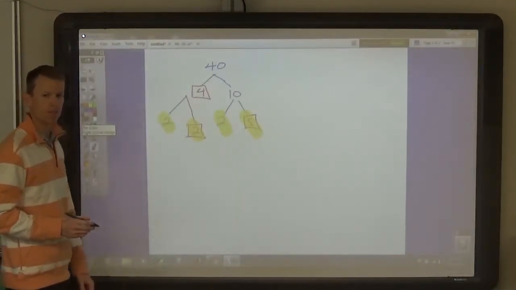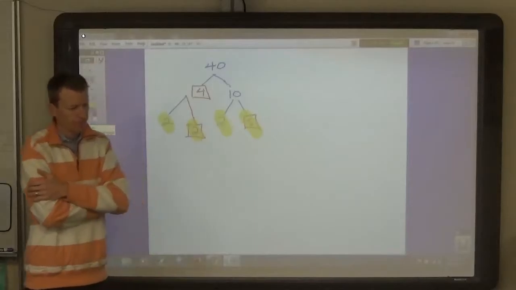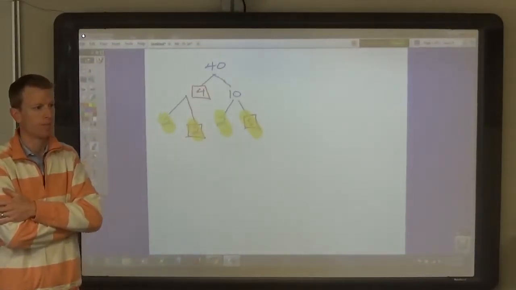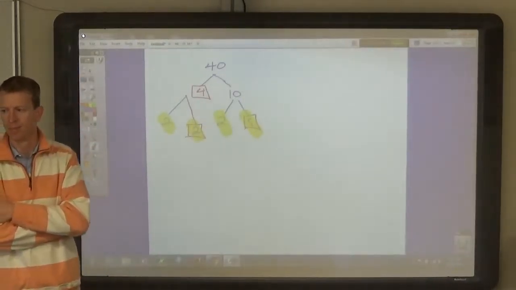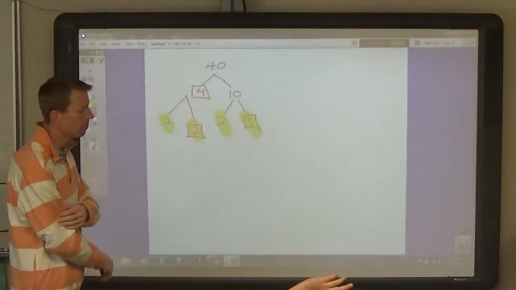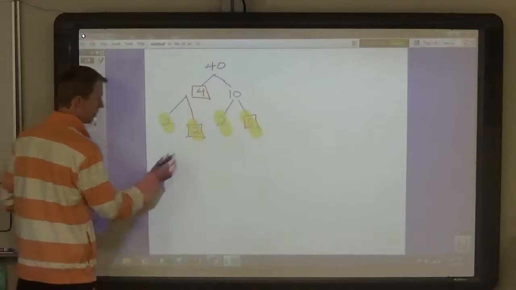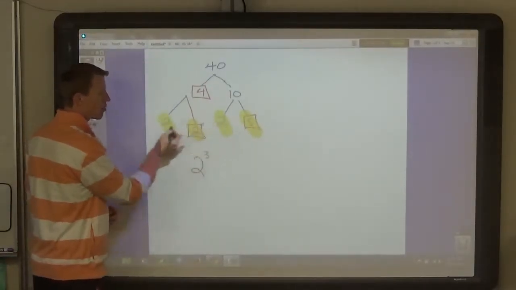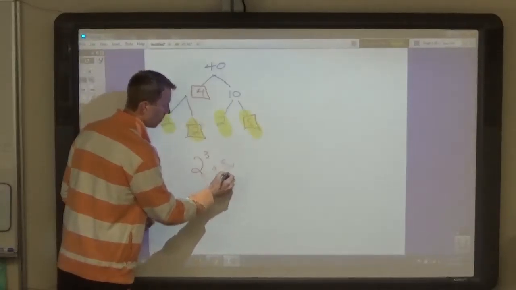Now write the formula. See if you can do it. What would the formula look like? Aiden? It would look like 2 with an exponent of 3 times 5. Yeah. 2 with an exponent of 3, because we need to use 3 2's in our formula. And 5.